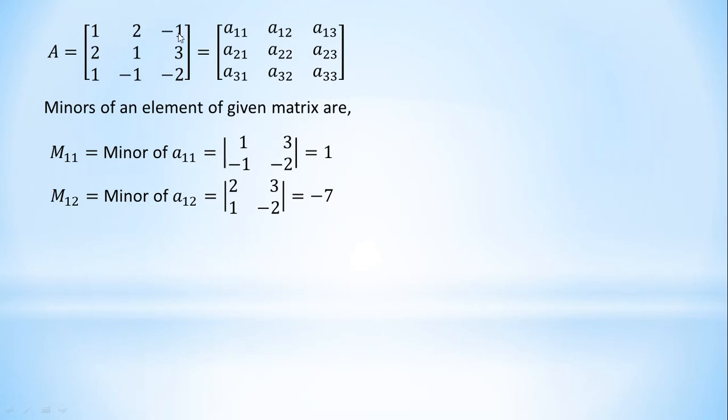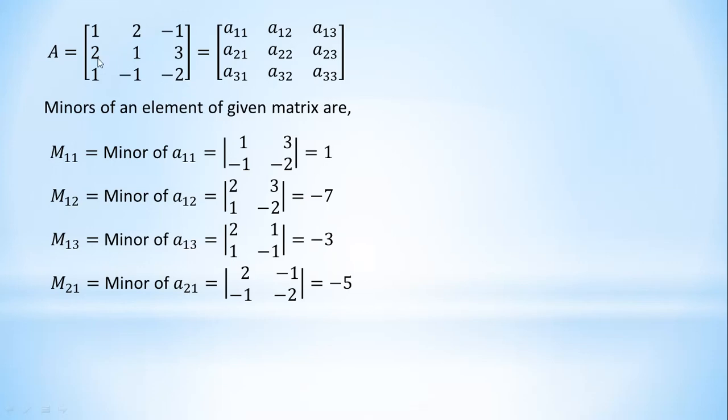Now next, the minor of A13. How will you get the minor of this? Again remove this row and column, write the other part in the determinant, that is 2 1 1 minus 1, and find the determinant, then you will get minus 3. So the first row is completed: the minor of A11, then A12, and then A13. Now come to the second row.